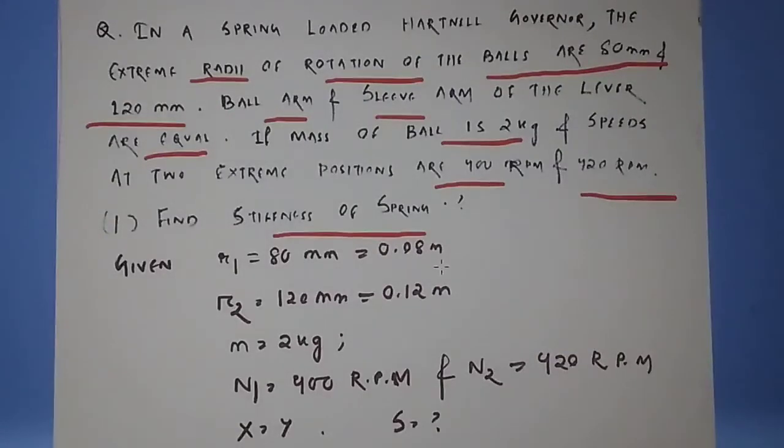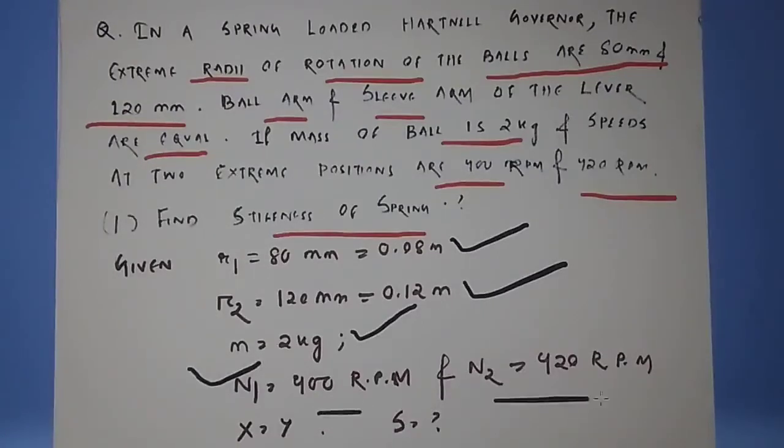So for the stiffness of the spring, R1 is equal to 80 mm. It is given that R1 is the minimum radius of rotation, that is 80 mm, and R2 is equal to 120 mm, that is 0.12 meter, and the fly ball mass m is 2 kg. At the minimum radius the speed of revolution N1 is 400 rpm and N2 is 420 rpm, and the ball arm and the sleeve arm are equal, that is x is equal to y. We have to find out the stiffness value.